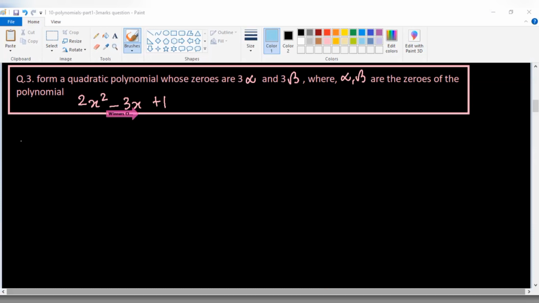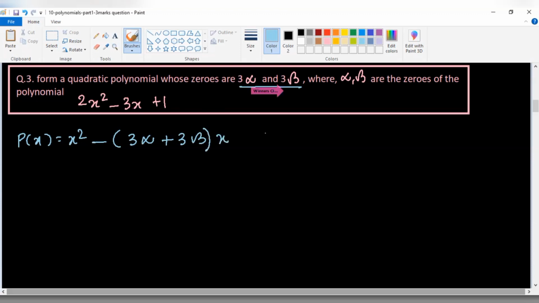So the new quadratic polynomial will be P of x equal to x square minus (alpha plus beta) into x plus alpha beta. In place of alpha and beta, we have 3 alpha plus 3 beta, because 3 alpha and 3 beta are to be the zeros of the new polynomial. In place of alpha, we have 3 alpha. In place of beta, we have 3 beta. This is the required quadratic polynomial.